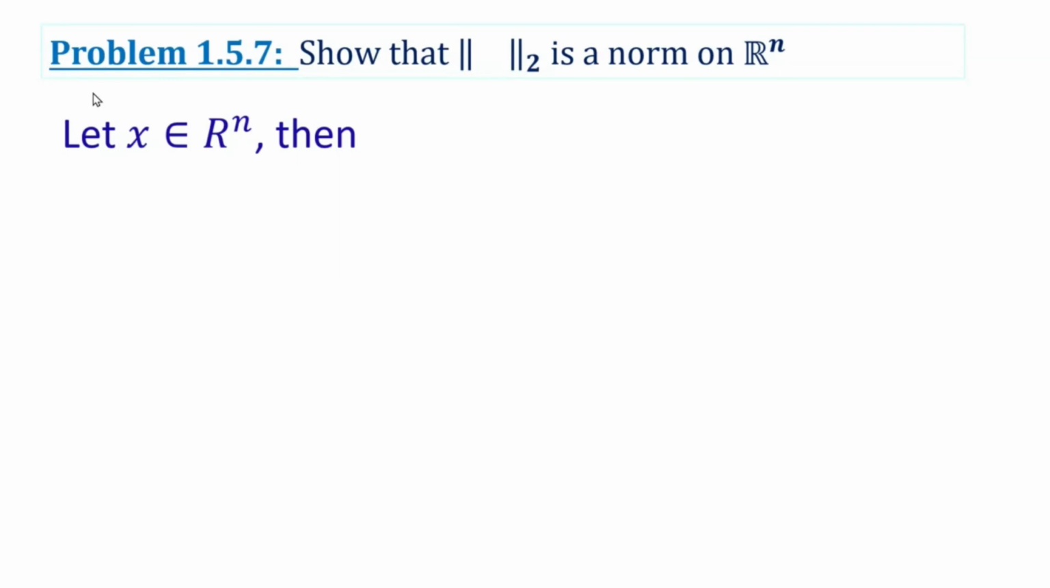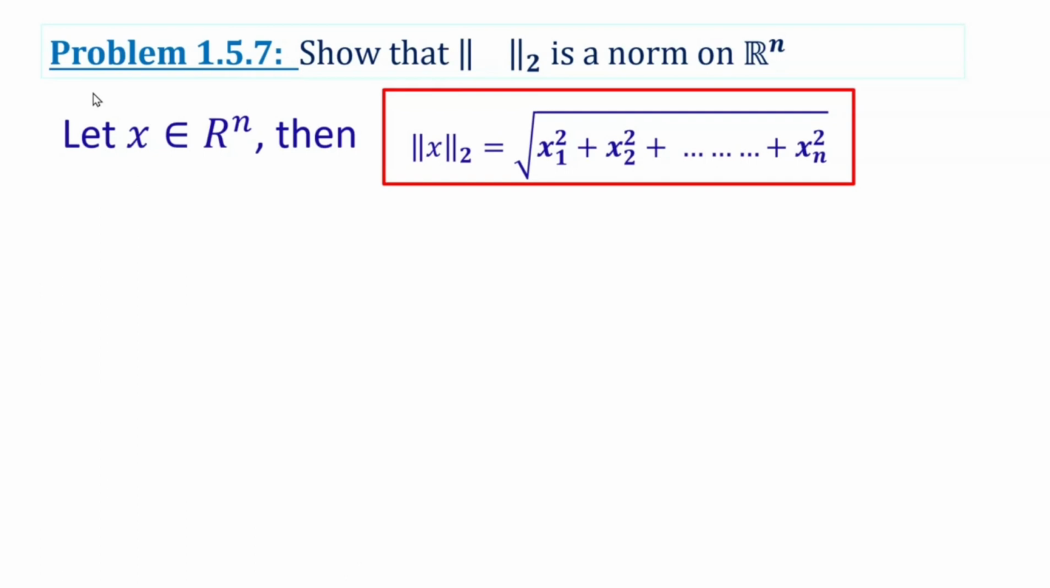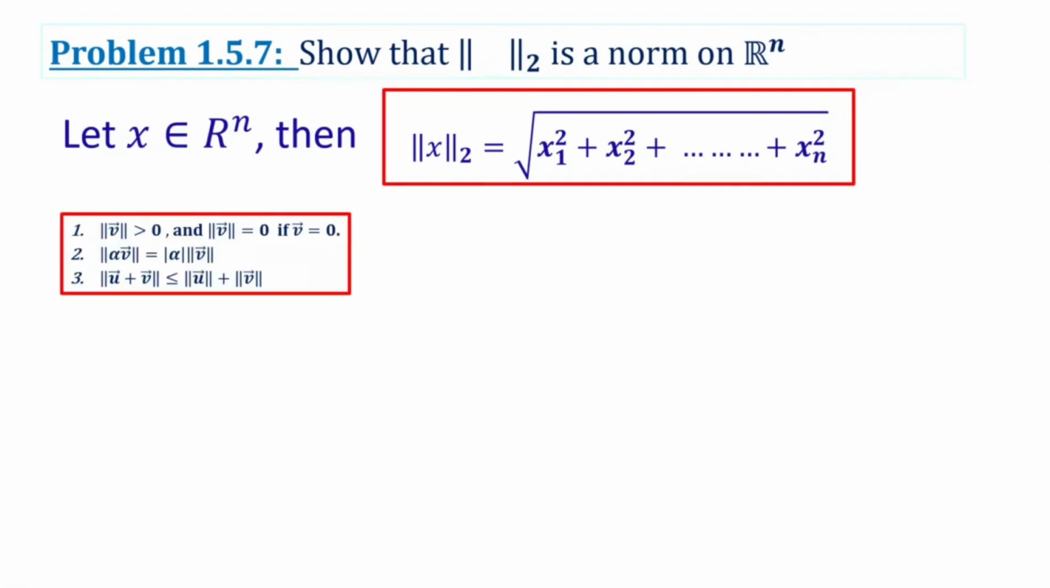So let x belong to Rn, then the function norm 2 is defined as the square root of x1 square plus x2 square plus ... plus xn square. Now we are going to show that this is a norm, and for that we need to validate a few properties on Rn. We have to validate these three properties for the definition here. So first, the first property we want to show.